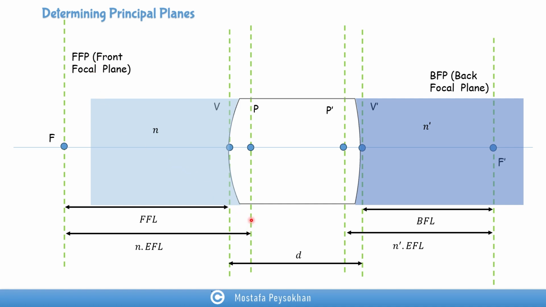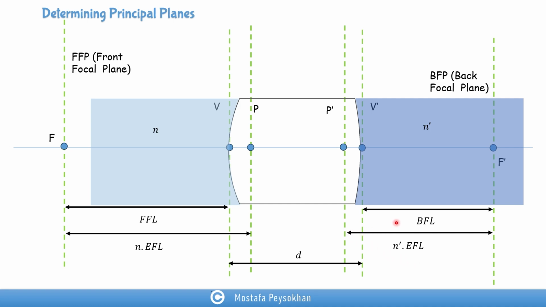for the distance from the front focal plane to the front principal plane, this distance was effective focal length, but here it is N times effective focal length, where N is the refractive index of the material that is in between. And for the other side it is N prime times effective focal length. So N times effective focal length, N prime times effective focal length.